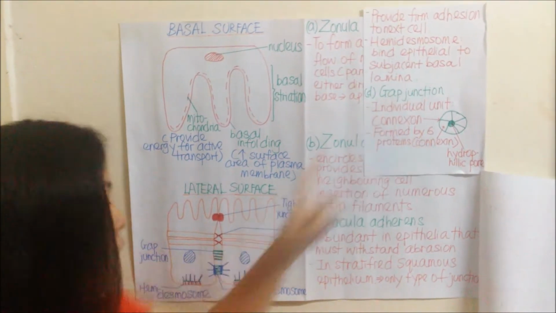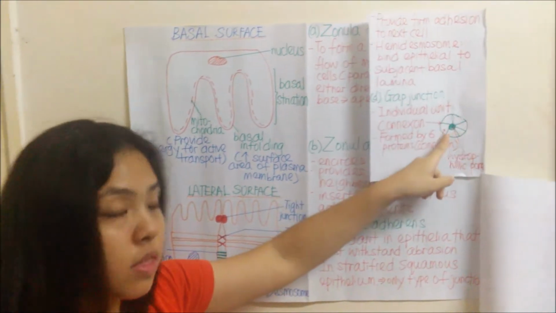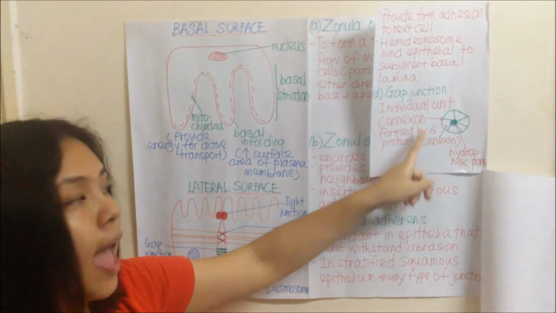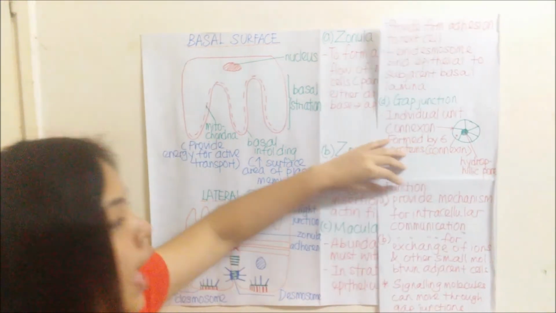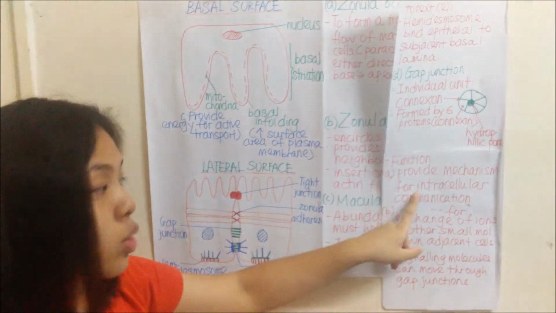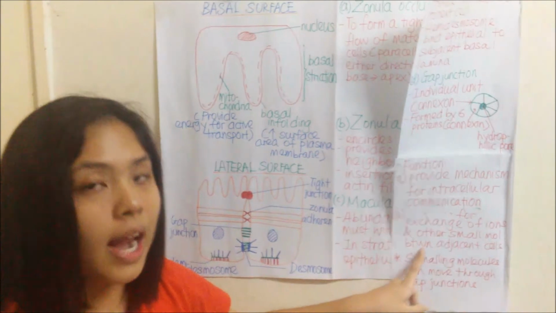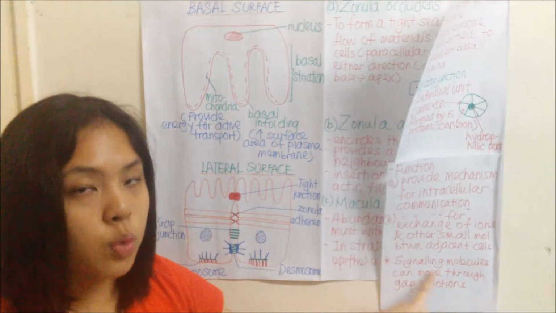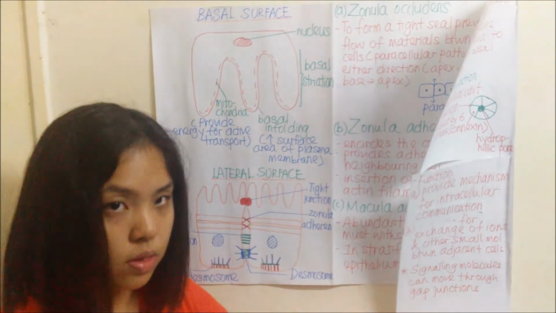Next are the gap junctions. The gap junction's individual unit is the connexon, which is formed by 6 protein subunits called connexins, and these connexons join together to form a hydrophilic pore at the center. The functions of the gap junction are to provide a mechanism for intercellular communication and for the exchange of ions and other small molecules between the epithelial cells. Signaling molecules like hormones, cyclic AMP and GMP can also pass through the gap junctions.